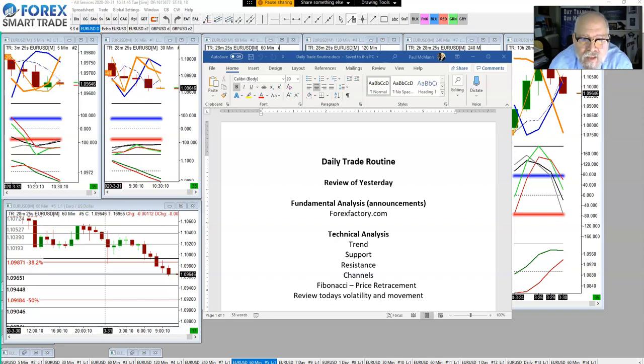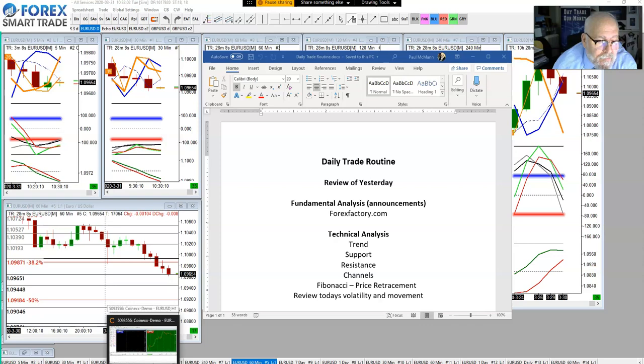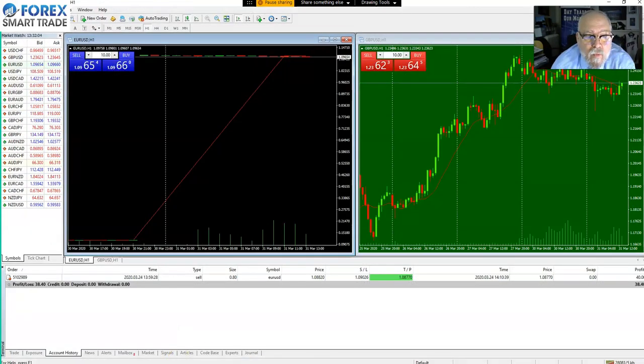I have a trade routine that I work off of, and the first part of that trade routine is to do a quick analysis of what I did yesterday, especially on trades that didn't go the way I expected them to go. Last week, we only found one trade. It was a thick orange line trade for 5 pips. We took it and it closed. Here it is.